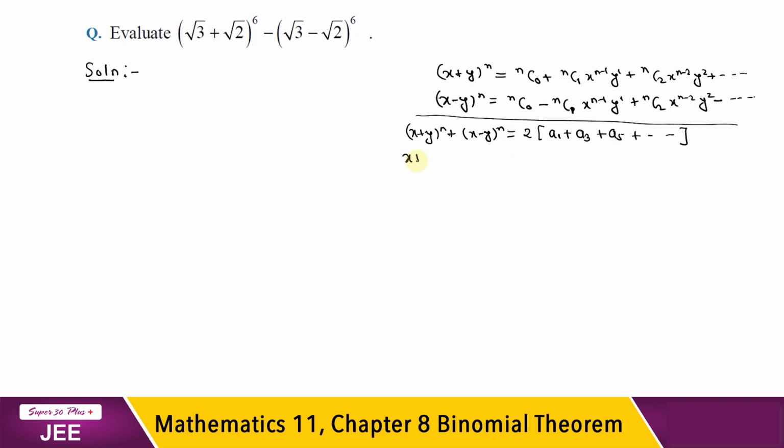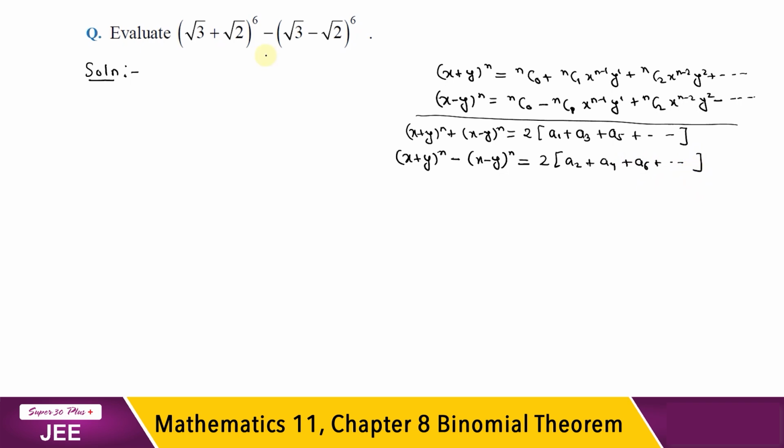Now if we subtract these two, (x plus y) raised to the power n minus (x minus y) whole raised to the power n, we are going to get 2 times. Now in case of subtraction, the first term is going to get deleted, the third term is going to get deleted, and these terms are going to get added twice. So this becomes 2 times (a2 plus a4 plus a6). Alright, so this is just the theory behind all such kind of questions.